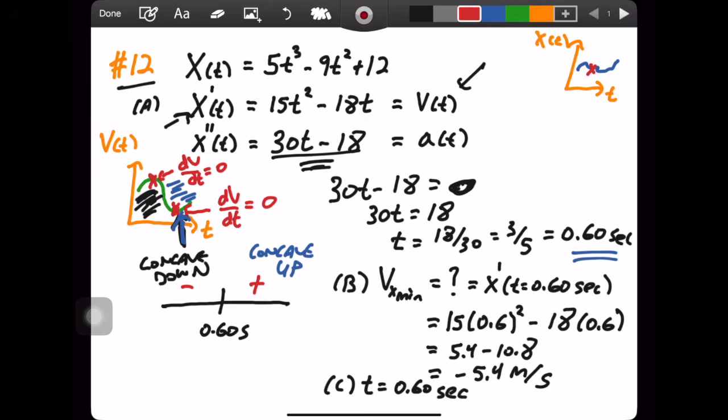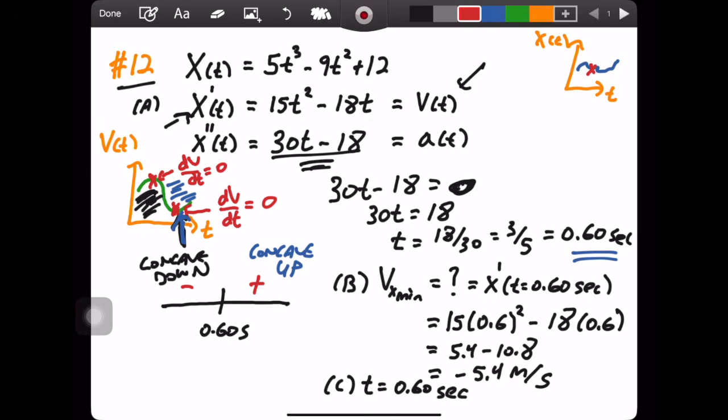That's 0.60 seconds. And then what I did is I looked at, okay, well, what is the acceleration both just before 0.60 seconds and just after? And it turns out the acceleration, which again is x double prime, just to the left of 0.60 seconds is a negative value, and just to the right of 0.60 seconds it's a positive value. And so since I know that I'm going from a negative acceleration value to a positive acceleration value at 0.60 seconds, I know that 0.60 seconds is a minima.